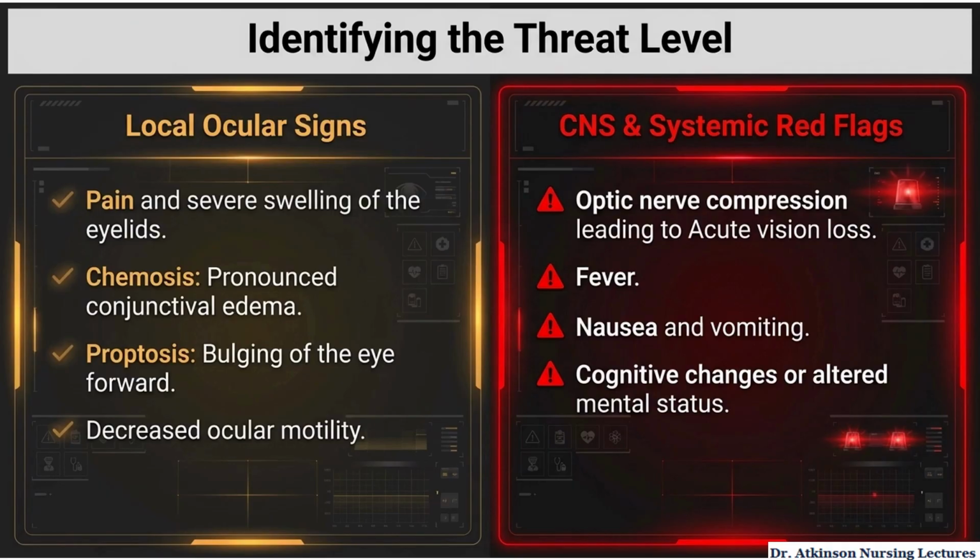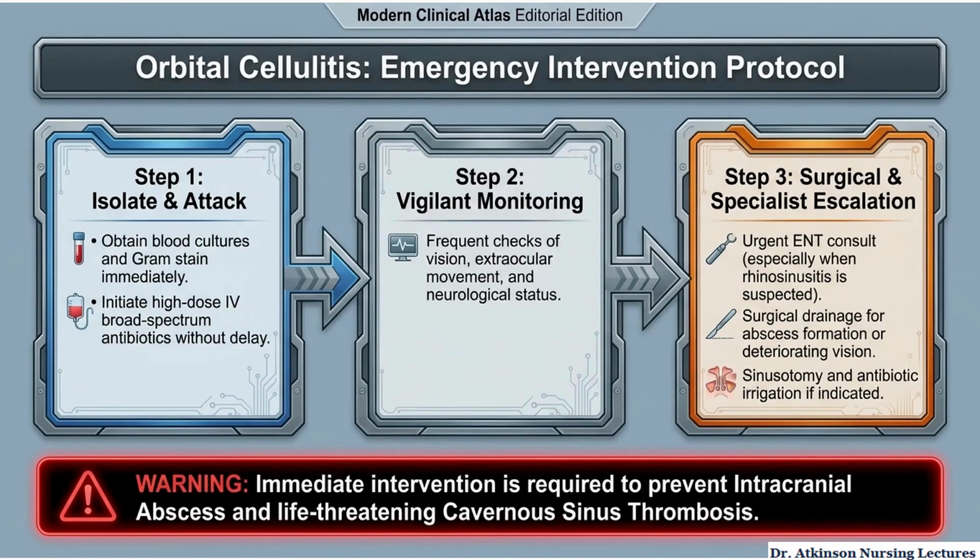Cavernous sinus thrombosis is the catastrophic endpoint. The infection spreads from the orbit through the superior ophthalmic vein into the cavernous sinus, causing thrombosis that can be fatal. Fever plus orbital signs plus mental status changes. Act immediately. 3-step emergency protocol.